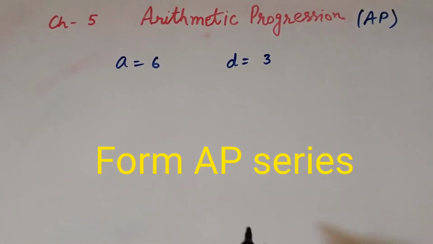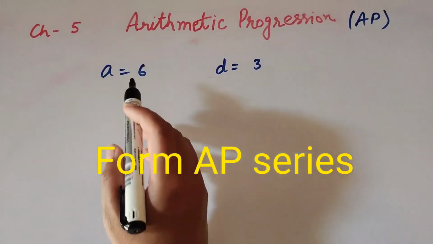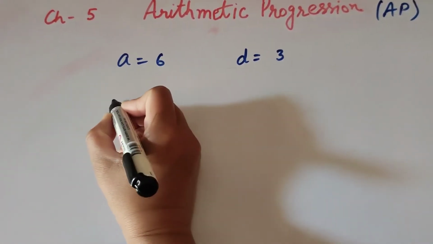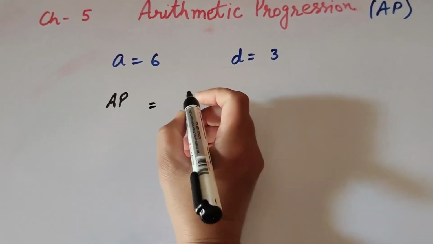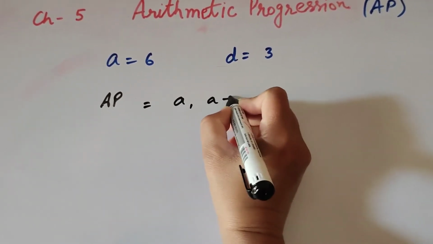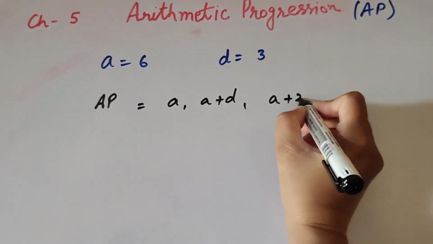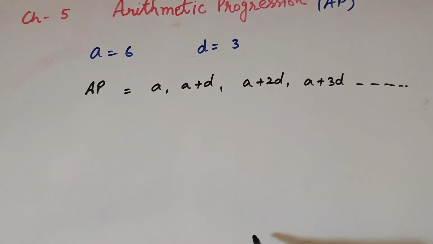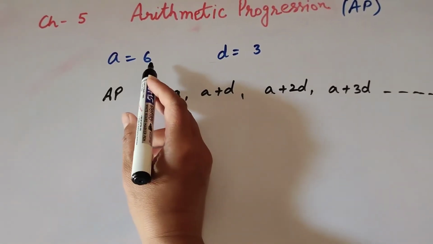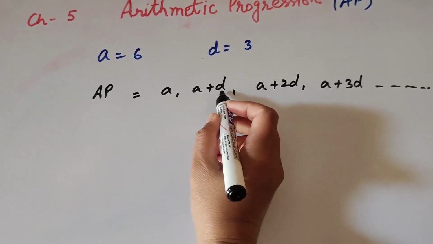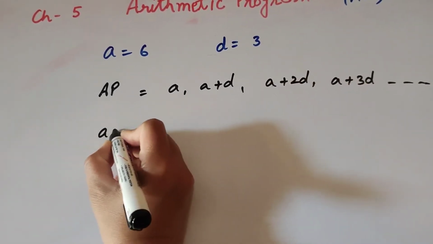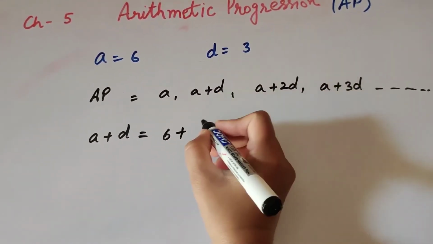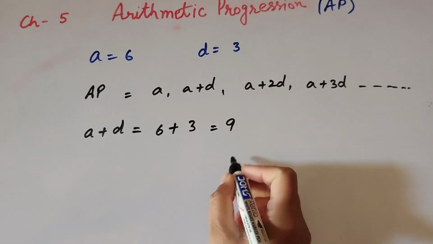So next topic is to form an AP series. In this first term A is equal to 6 and difference D is equal to 3. These two things are given, we form a series. So we know the generalization of AP series: A, A plus D, A plus 2D, A plus 3D, and so on. In this A is equal to first term, it is given 6, and common difference D is given. A plus D, D is equal to 3. A plus D is equal to A, first term, 6 plus D, D is equal to 3, and 6 plus 3 equal to 9.